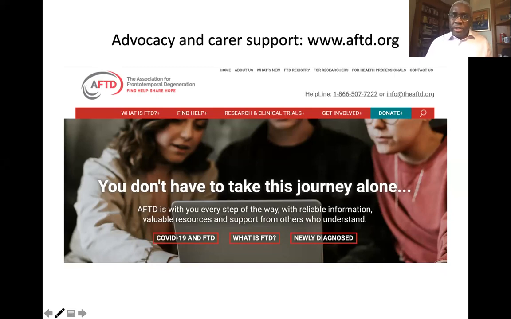So these partner organizations are very, very helpful, very, very important for helping people live in their journey with these conditions. So what I've put on this slide here is the current landing page for the Association for Frontotemporal Degeneration. And you can find them if you put in your browser aftd.org. It will take you right there.